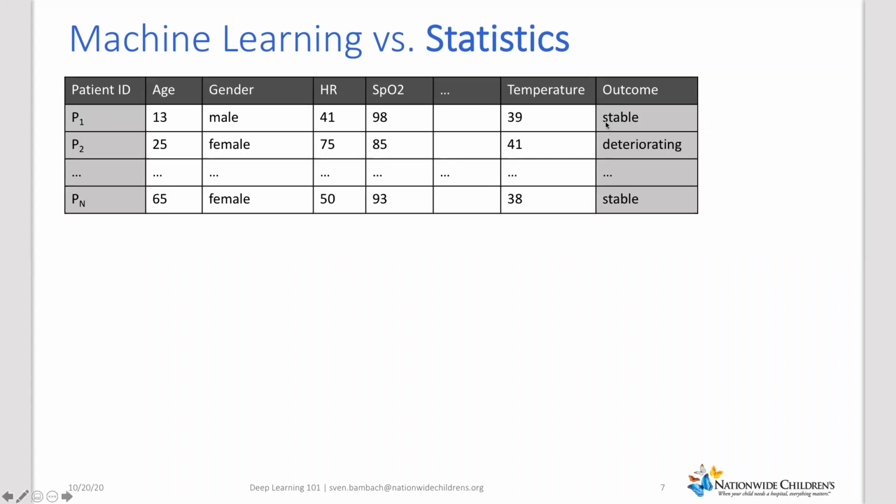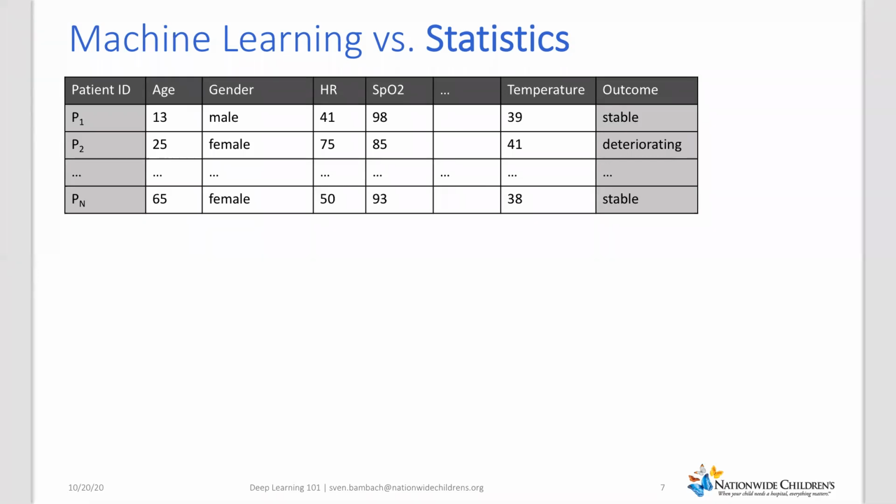And you know an outcome about those patients. Those patients might be stable, those patients might be deteriorating. And now you're interested in the predictive modeling task of predicting whether a patient is stable or deteriorating based on this data, right? This is, in fact, something we're actually doing at Nationwide Children's Hospital. We have very similar algorithms in place.